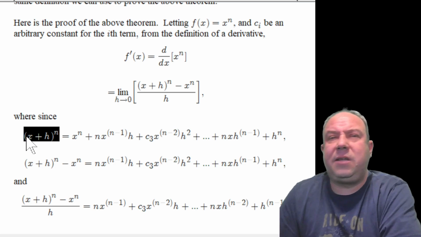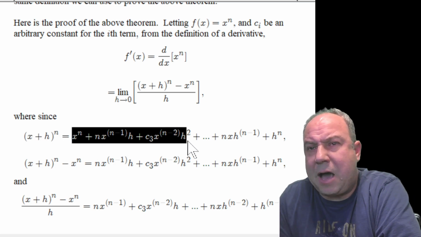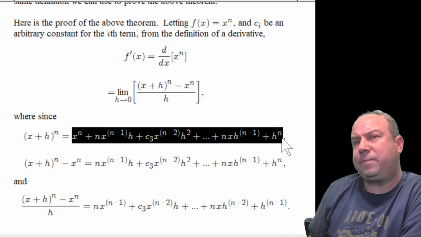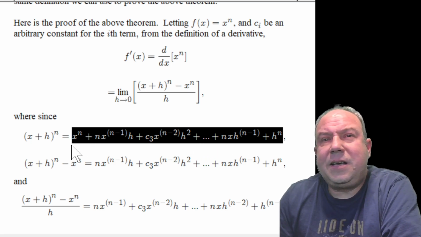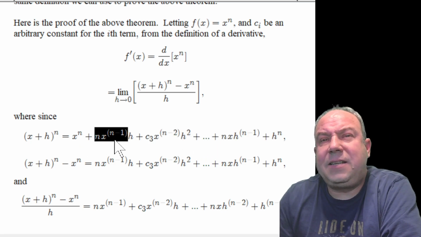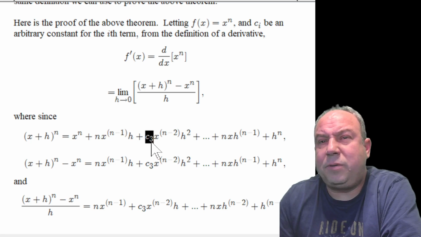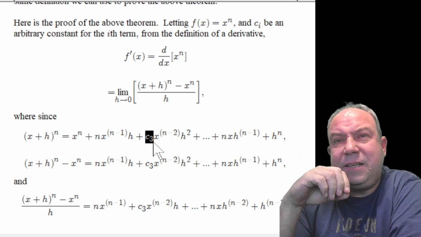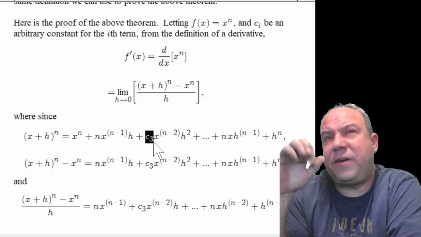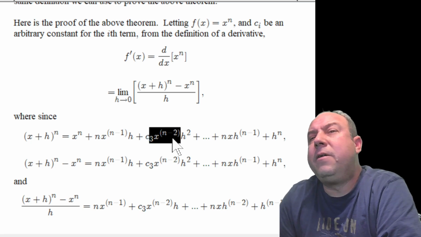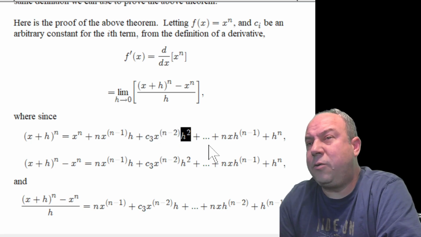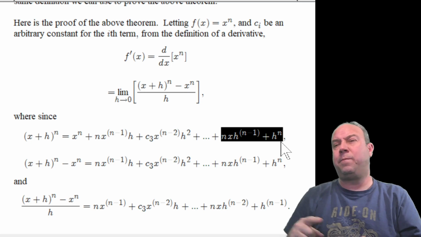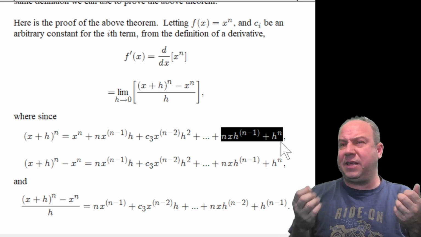And through its binomial expansion, x plus h to the nth power can be written in this generic polynomial form. It starts off as x to the n plus n times x to the n minus 1 times h plus c sub 3, where c sub 3 is the constant coefficient for the third term, as we've defined above as c sub i, for x to the n minus 2 times h squared, plus this pattern holding all the way down until the very last term, which will naturally turn into h to the nth power.